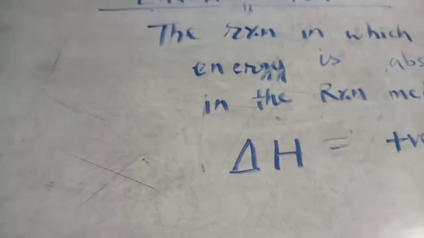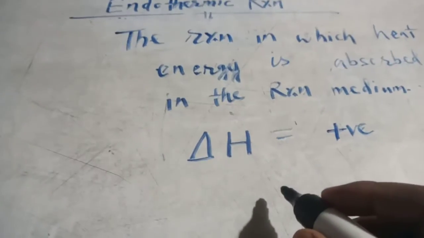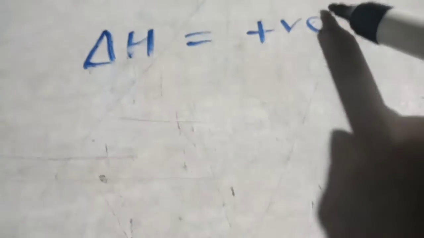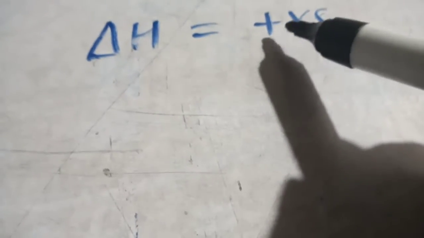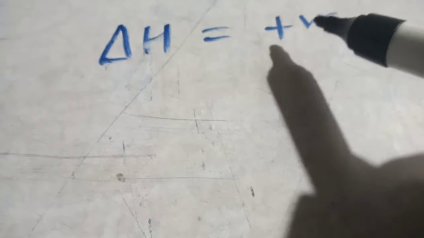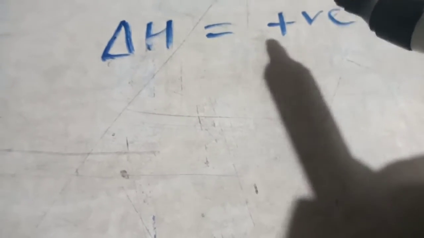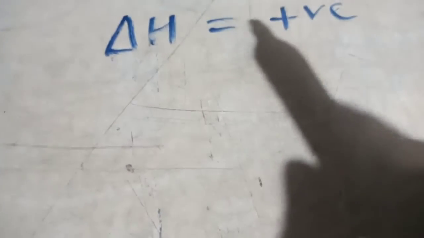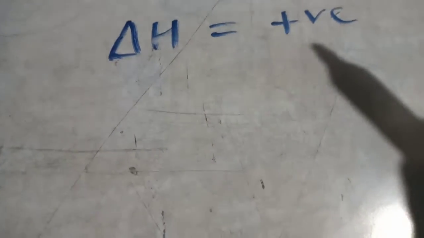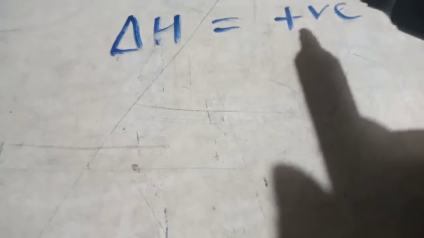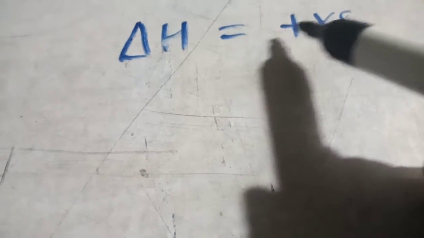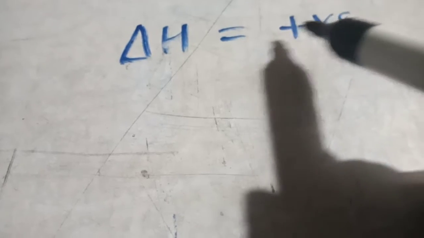So now let us see some examples of endothermic reaction. Here the positive sign indicates that heat energy is absorbed in the reaction medium. If heat energy is taken out of the reaction medium, that is, if the reaction is exothermic in nature, here the negative sign will be present.